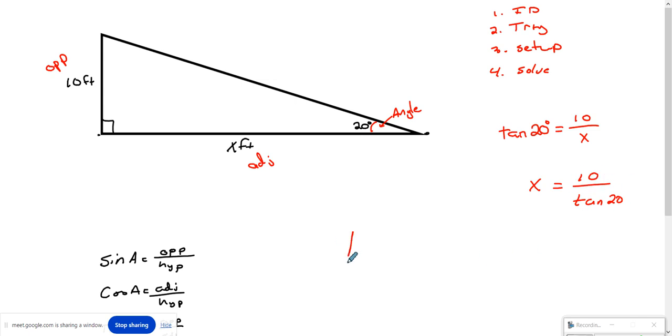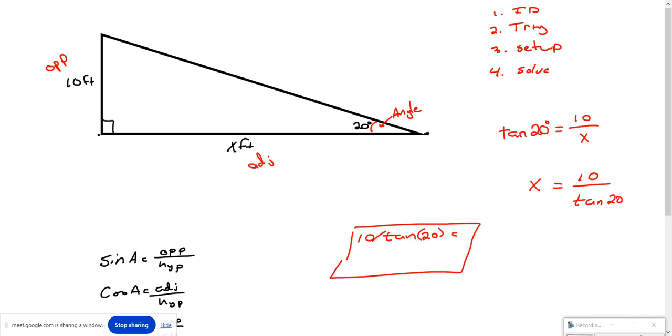So on your calculator, you're going to type in a 10. You're going to hit divided by, which puts a slash. Then you're going to type or hit that tangent key, not second and then tangent, just tangent, which will look like this on your calculator. And then you put in that 20. Close that up, hit equals. I don't have my calculator on my screen. I think that'll work. But I'll do it off screen here.